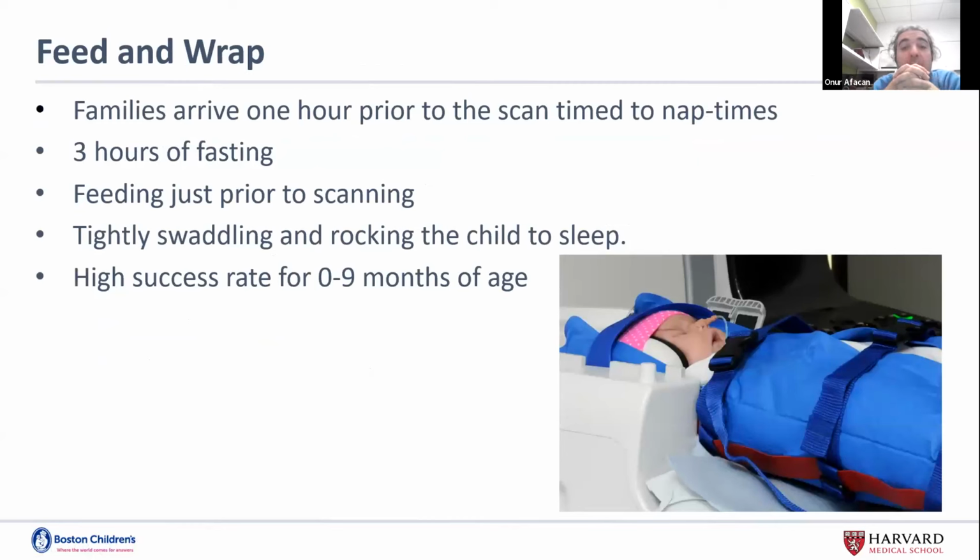One strategy we have to image patients without sedation is what we call feed and wrap. But this is only for patients that are under the age of 9 months usually. Families arrive 1 hour prior to the scan. They do about 3 hours of fasting. They feed the baby prior to the scan, we swaddle them, rock them, and we hope that they go to sleep. This actually has quite a high success rate. But as I said, this doesn't work on older children.